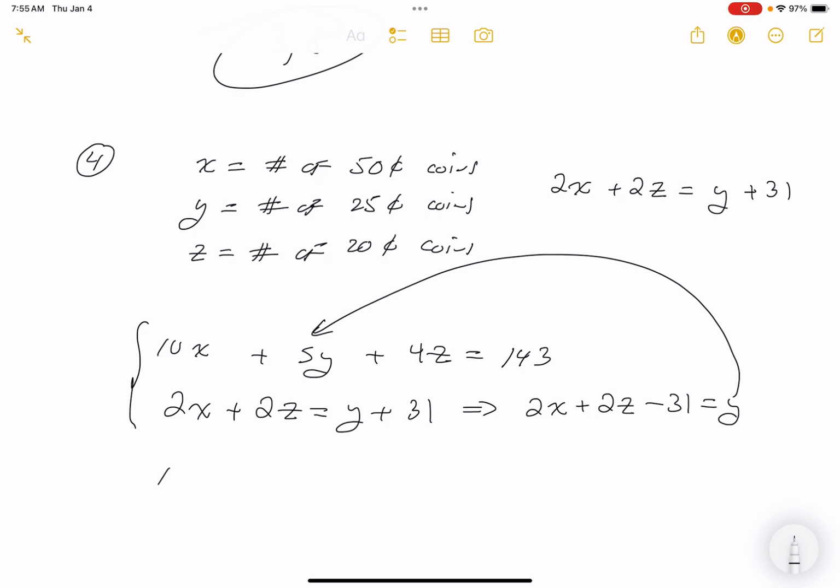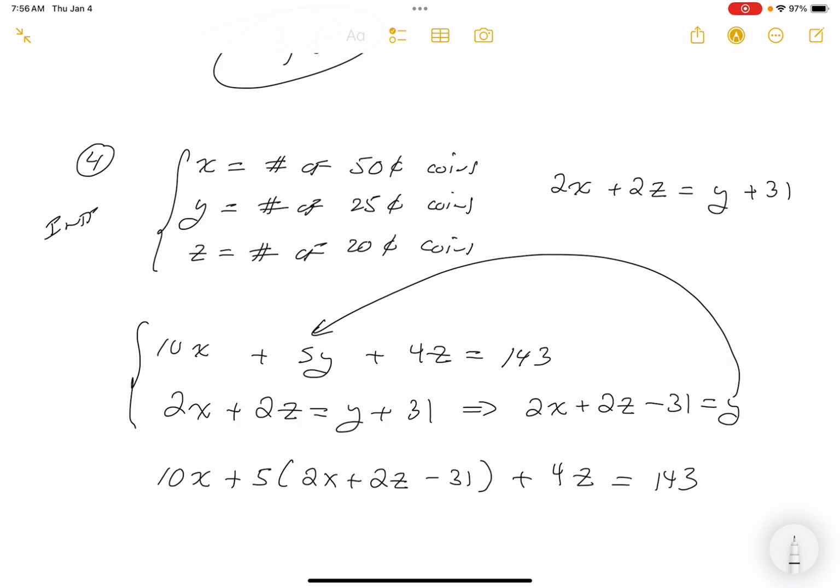Let's put this down. You get 10x plus 5 times y. That's 2x plus 2z minus 31 plus 4z equals 143. But I want to point out that these numbers here are integers. Maybe I shouldn't say integer. Maybe I should say they're really just natural numbers. Maybe I should say whole number. However, whole number would include 0, and I don't think it would be quite truthful if they talked about having 0 of those coins at this point. But anyway, let's work through it.